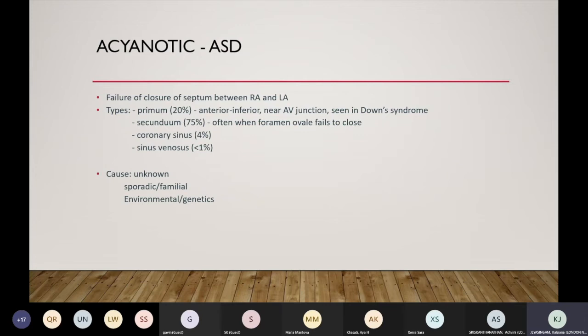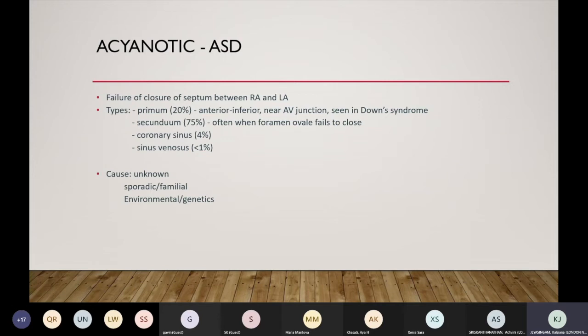And the hole between the right atrium and the left atrium in the fetal circulation is called the foramen ovale, and the hole between the pulmonary artery and the aorta is called the ductus arteriosus.